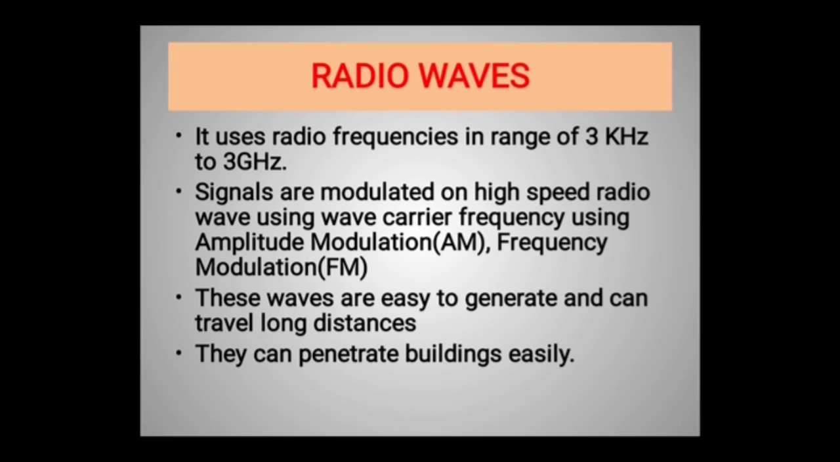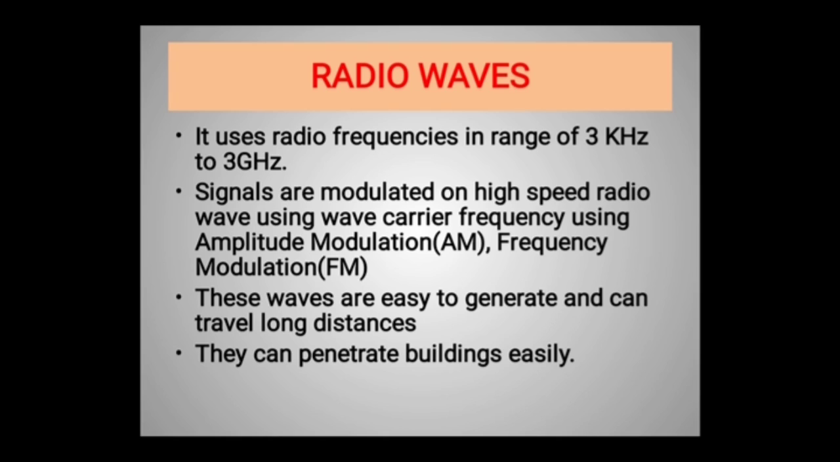It uses radio frequency in the range of 3 kHz to 3 GHz. Signals are modulated on a high-speed radio wave using a carrier frequency, using amplitude modulation and frequency modulation. I hope you remember, students, what amplitude modulation and frequency modulation are. So how do these waves work? First of all, these waves are easy to generate, they can travel a long distance, and they can penetrate even buildings easily.